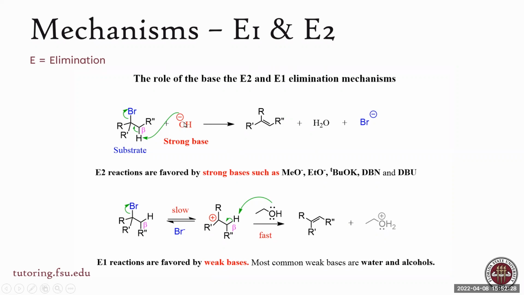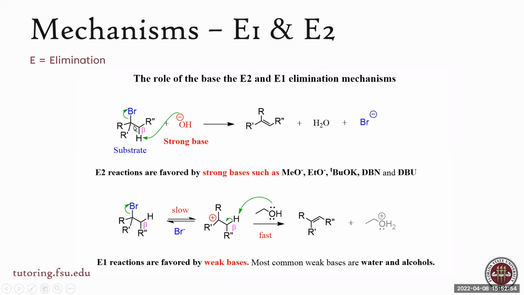OH is an extremely strong base because when OH gets that H, it becomes water. That's a very stable molecule. And so these reactions are favored by strong bases. These strong bases are going to be this OH, but also you have this methoxy, this ethoxy, and tert-butoxide. These are very strong bases. And also the way that E2 happens is it's called beta elimination.